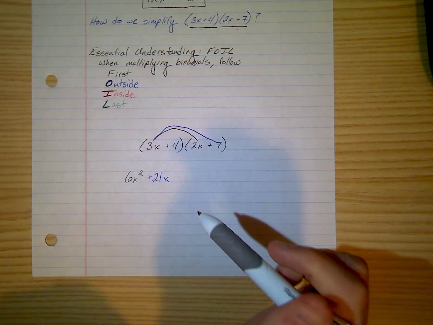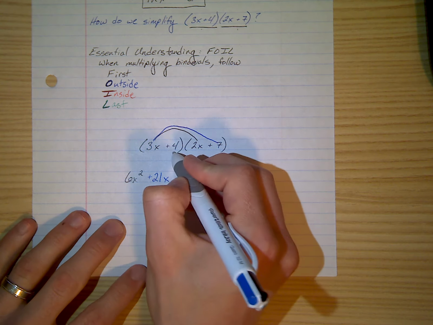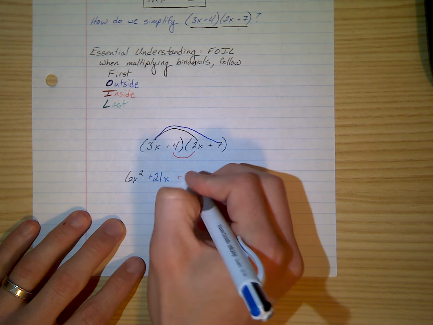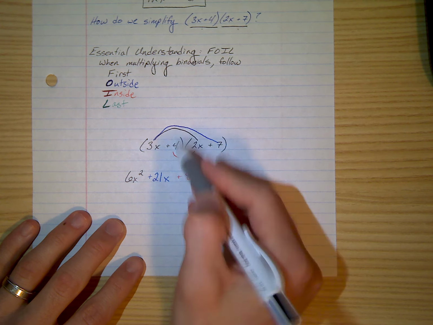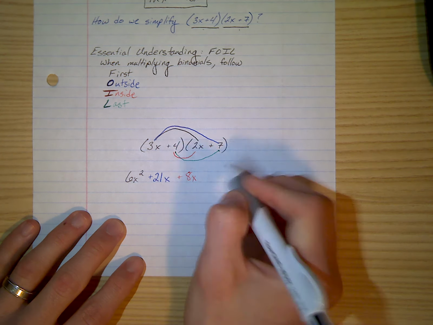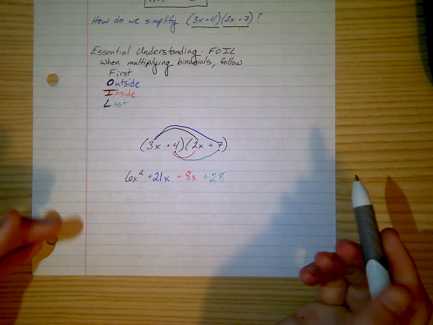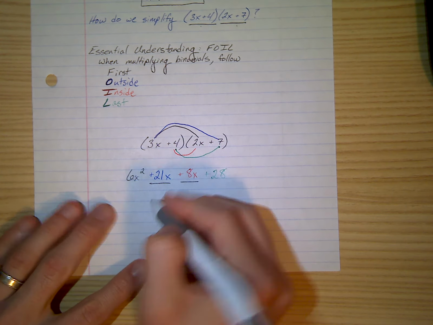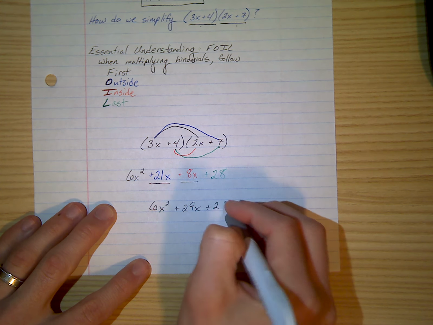It's the outside terms. Then you look again at the whole thing. We're talking about the inside terms. So our inside terms are the 4 and the 2x. Well, 4 times 2x is 8x. And then finally, we look at our last terms. The last term of the first one times the last term of the second one. So you have the 4 times the 7, which is 28. And then the only thing that you would need to do is combine any like terms that you see. You have a 21x and an 8x there. So your final answer would be 6x squared plus 29x plus 28.